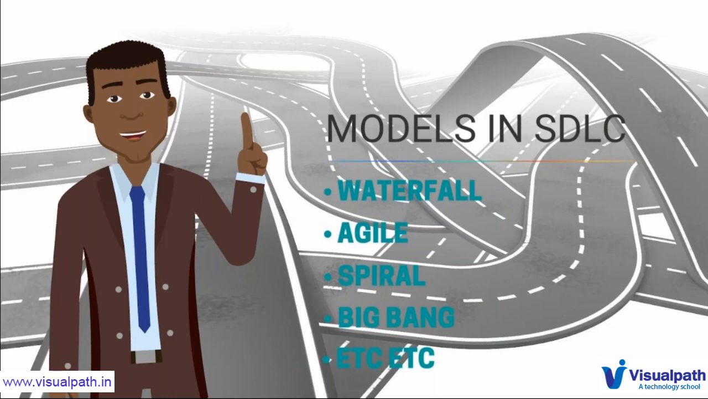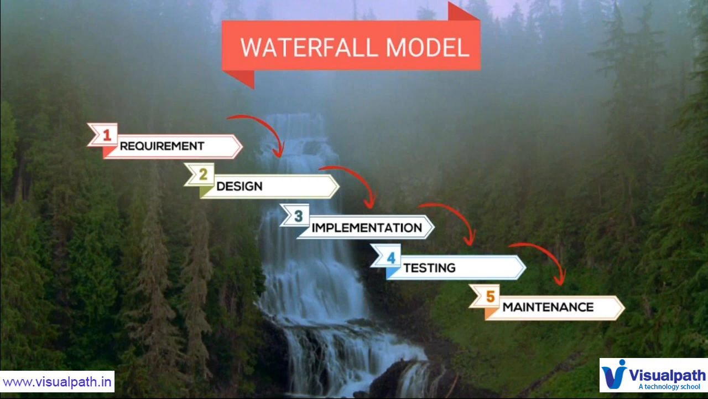Right? You want to go somewhere, you are driving, and there are multiple roads to reach there. So you will choose a road based on various factors like cost, time, risk. Based on these factors, a particular route will be chosen. Same way, a particular model will be chosen in SDLC based on various factors.